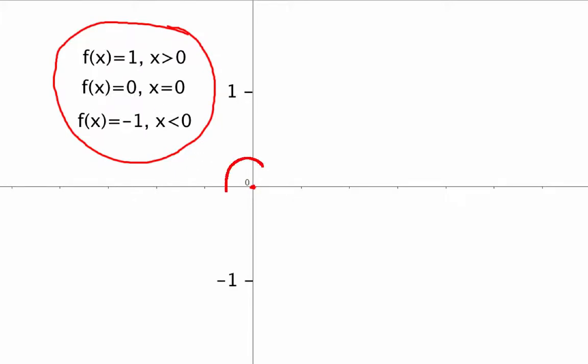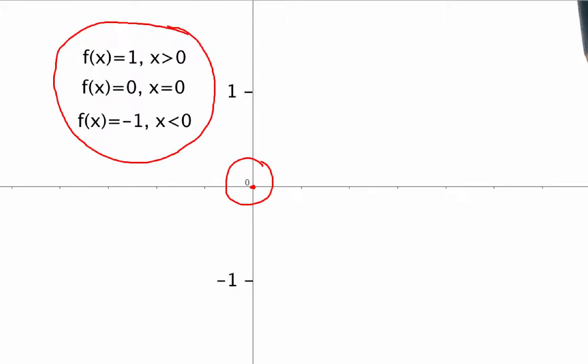Look at this particular function, which is defined differently for different values of x. When x is to the right, f of x is 1. When x is 0, f of x is 0, which means that we have this one single point over here. And when x is negative or to the left, f of x is minus 1. So let's draw this function.